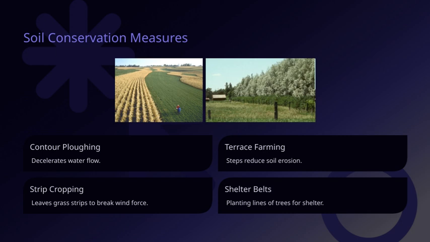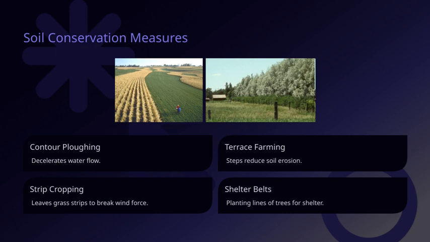Strip cropping involves leaving grass strips between different crops. These strips help break the force of the wind and also slow down water runoff, which keeps the soil in place and maintains its fertility. Finally, contour plowing is all about plowing along the natural contours of the land. This practice decelerates water flow across the soil's surface, reducing erosion and helping water soak into the ground more effectively.